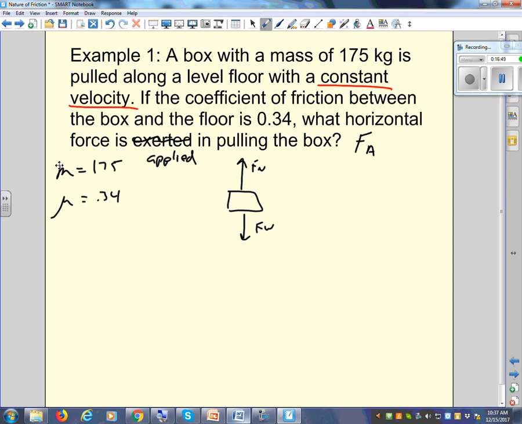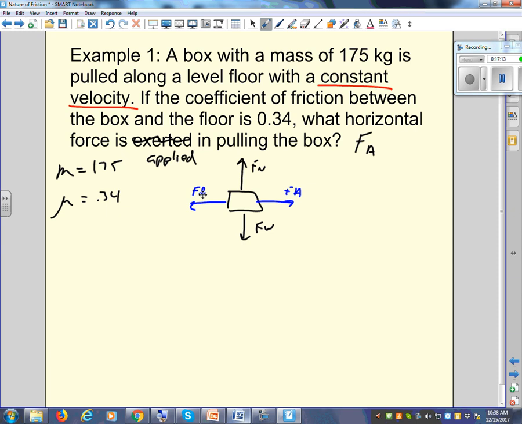So now we've got an FA this way, and we've got an FF. Are those balanced? Are they equal? Yeah. And the answer is yes, because it's a constant velocity. So what horizontal force is applied? So FA, if I can get my FF, that'll tell me my FA, right? And FF is in that new formula that I just came up with.